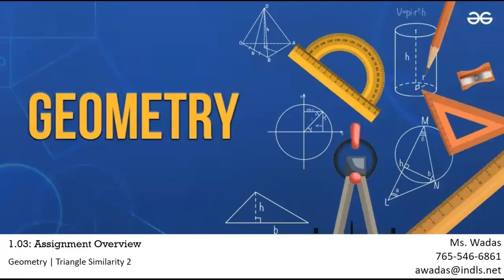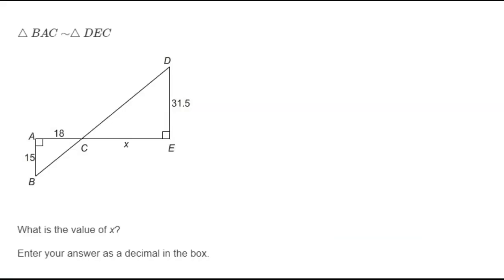To assignment overview 1.03 triangle similarity, where I am going to go over all of the possible problems that you might have in assignment 1.03. First problem says the triangle BAC is similar to triangle DEC. Notice that you have two right triangles here, and they are asking for the value of x.